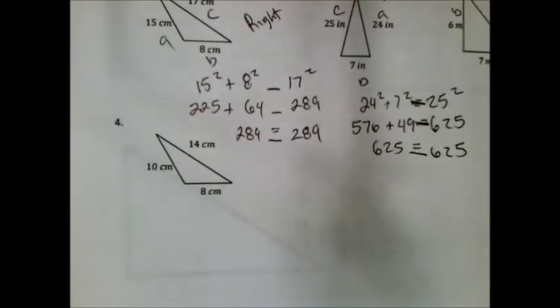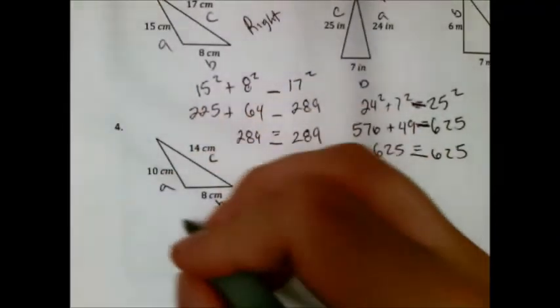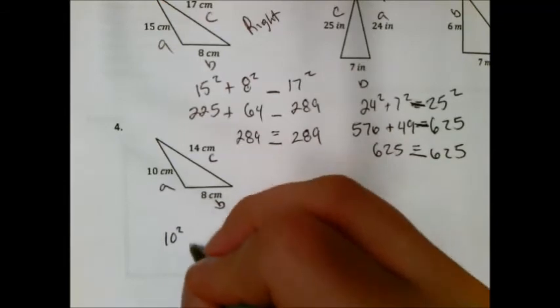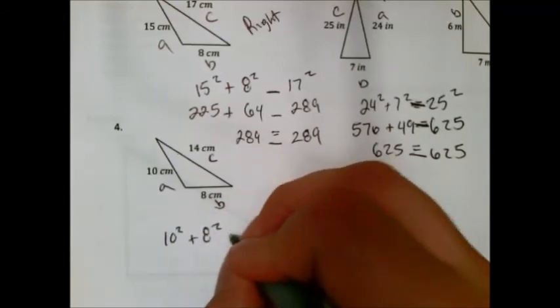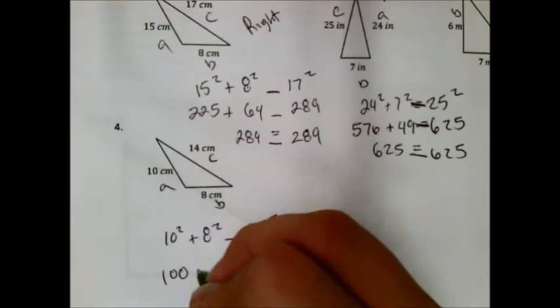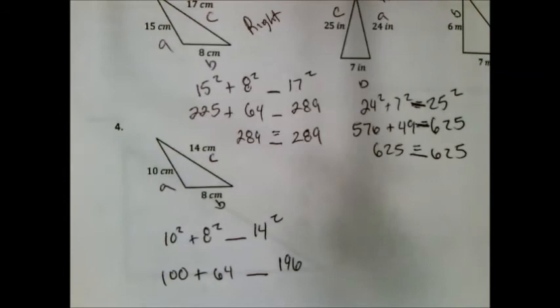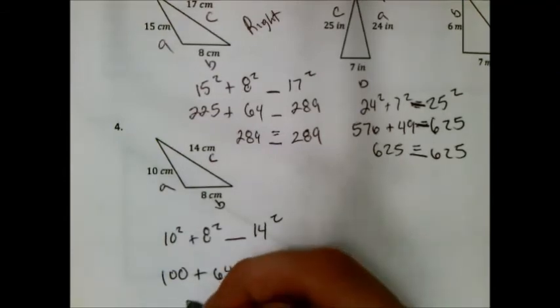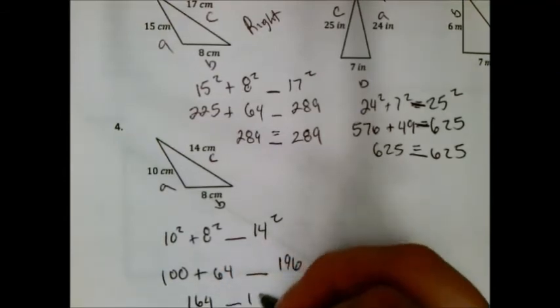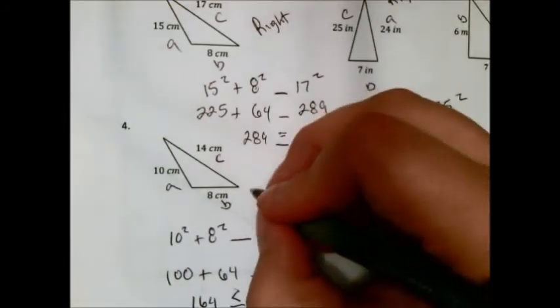Alright, there's going to be one little part after this, so please don't stop the video after I've done this. Alright, so we got C, A, B. We know that 10 squared plus 8 squared, 14 squared. So that means 100 plus 64, 196. So that's 164, 196. The C squared is bigger, so this is obtuse.